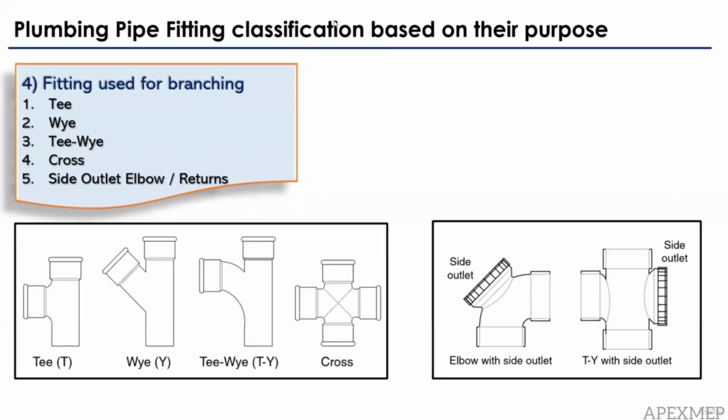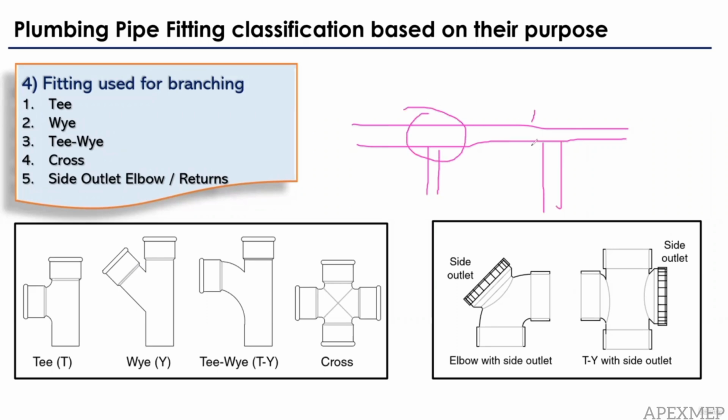Fitting used for branching. For example, there is a main pipe running over here and you want to take a small branch or a big branch from the pipe. For that purpose, which fitting is going to be used over here? In that case, we have a T. This is called a Y. This is a combination of T and Y where we have a curve. Mostly we use it in the case of drainage. And here we have a cross, where we have four pipe connections.